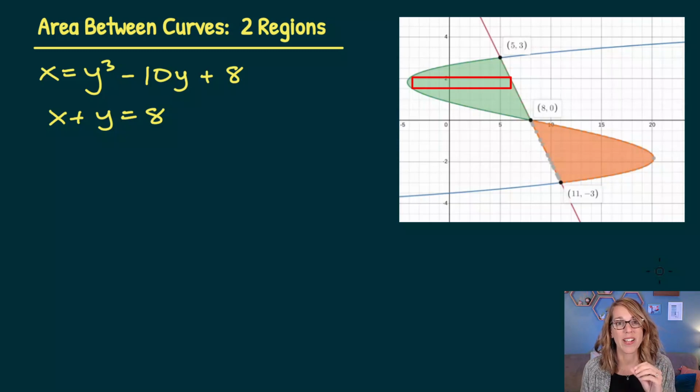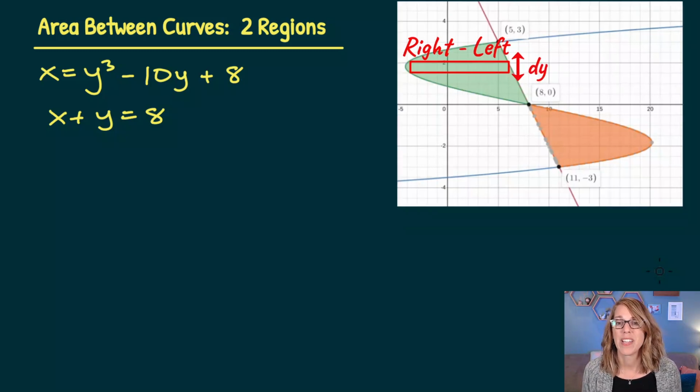So now I've got my rectangles so that they take the rightmost function minus the leftmost function as the length. And then you can see that this width is in the y direction. So my width is equal to a dy. Because I've determined that y is going to be my variable of integration, I want to make sure that both of my equations are functions with x on one side in terms of y, so everything in terms of y on the other side. The first function is all set up, that one's ready to go.